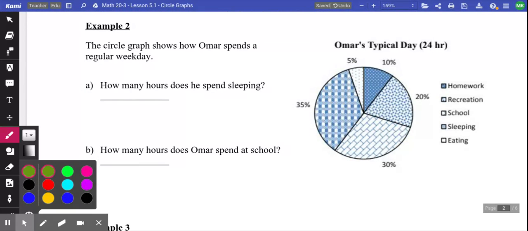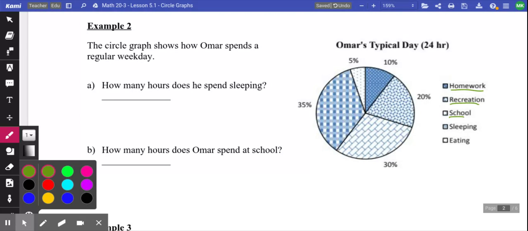Here's another circle graph. It's about Omar's day. So you can see Omar's day is broken up into a few categories here. We have homework, we have recreation or fun, we have school time, we have sleeping, and we have eating. The first question says, how many hours does he spend sleeping?